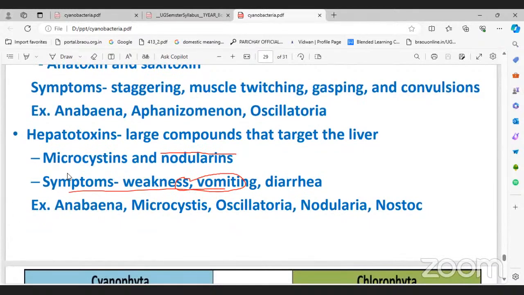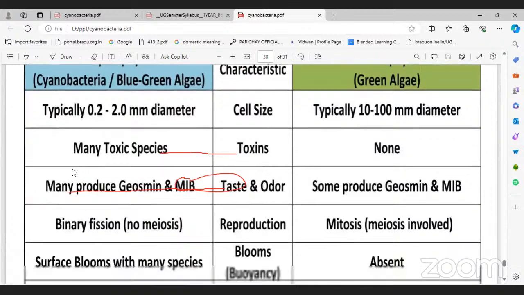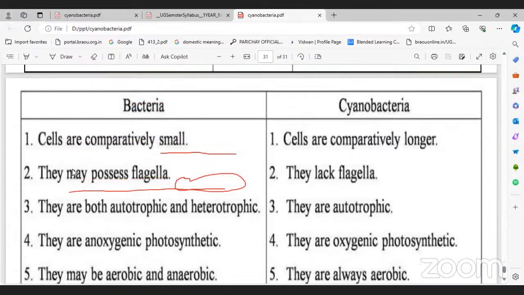Neuro means the effect on the nervous system. Hepatology means the study of the liver. Hepatotoxins have an effect on the liver; remember that. Examples of hepatotoxins are microcystins and nodularins. Symptoms are weakness, vomiting and diarrhea. And here is the given table.